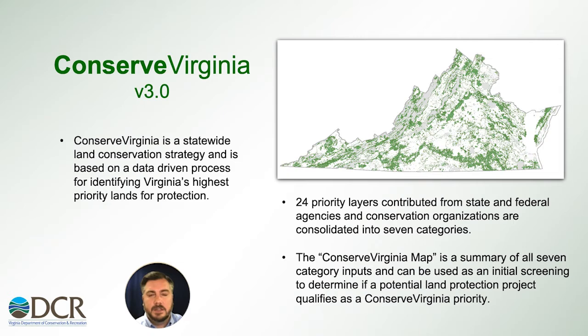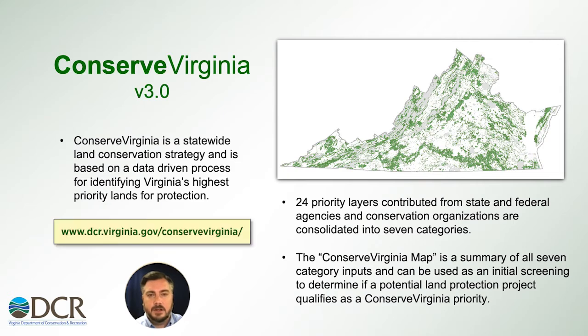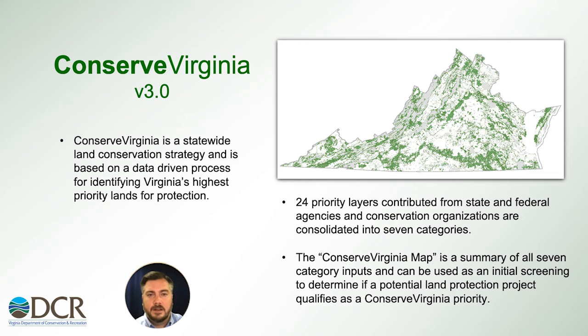One of the layers you'll see on NHDE is ConserveVirginia, currently version 3.0. ConserveVirginia is a statewide land conservation strategy and is based on a data-driven process for identifying Virginia's highest priority lands for conservation.